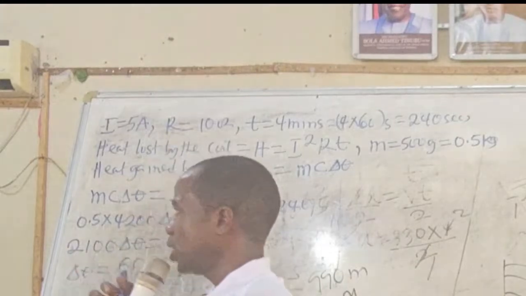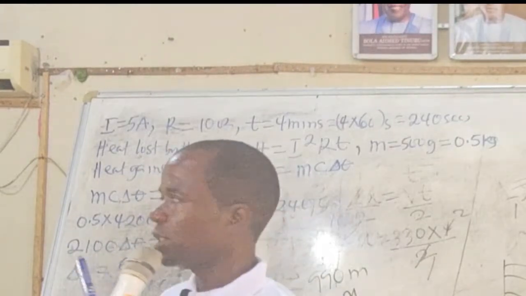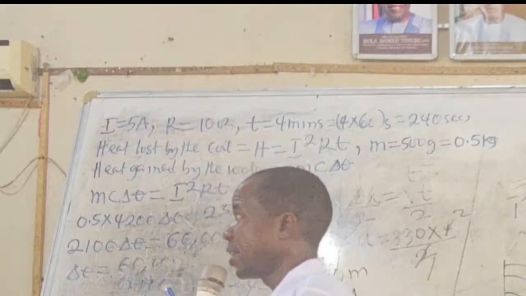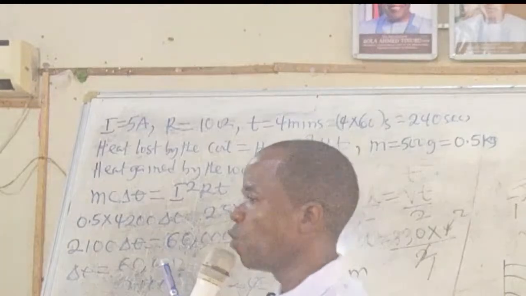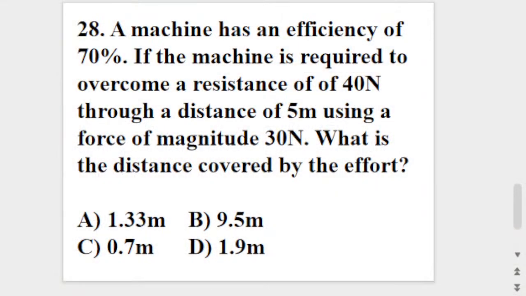Okay, the next slide is on simple machines, and it says a machine has an efficiency of 70%. If the machine is required to overcome a resistance, and by the way, when you see the word resistance, it's talking about load. Load is called resistance. Effort is called force. The machine is required to overcome a resistance, that's a load of 40 Newton, through a distance of 5 meters using a force, that's the effort, of magnitude 30 Newton. What is the distance covered by the effort?